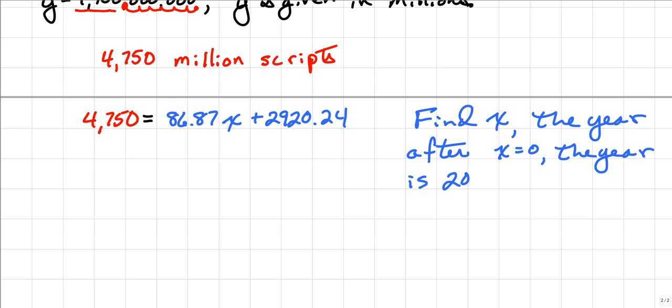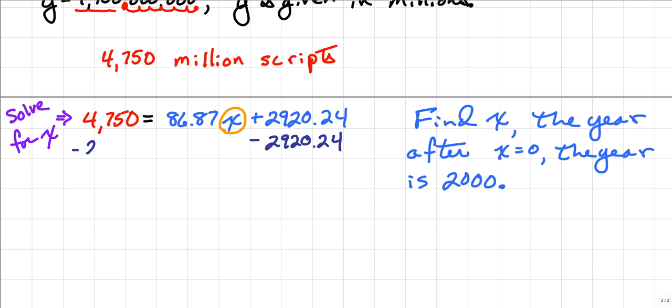So in order to do this, I need to solve the equation for x. Okay, so in order to solve this for x, I need to go ahead and peel away everything so that I'm left with just this value right here. So I'm going to start by subtracting 2,920.24 from both sides of this equation. And basically what I'm doing is the order of operations in reverse. I'm going to work my way up.